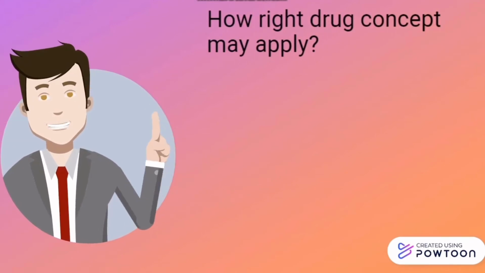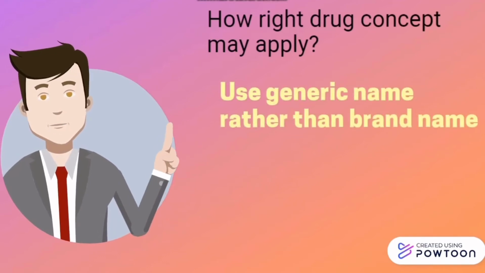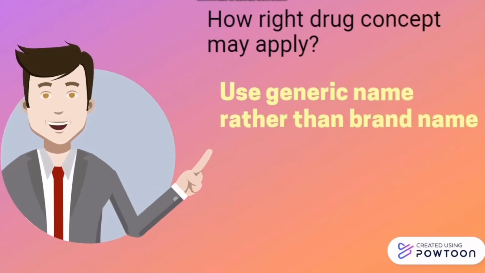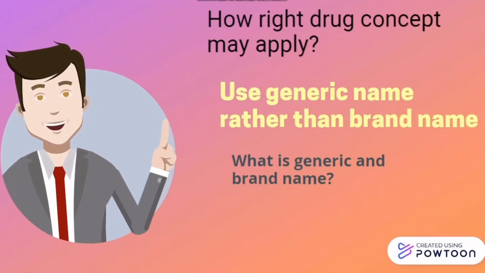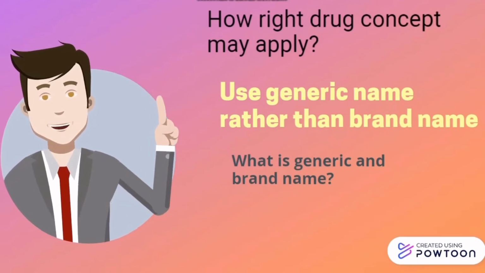Next, how we want to apply the right drug concept. The pharmacist and the doctor who prescribe the drug must use the generic name rather than the brand name. So what is a generic name? The generic name is the chemical name of the drug. Meanwhile, the brand name is the name of the drug that is made by a certain company.